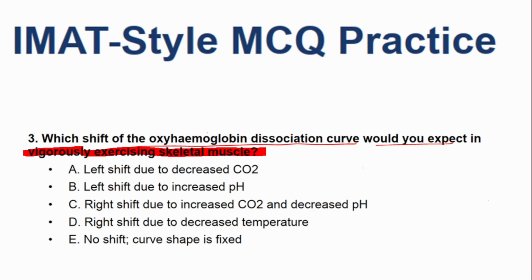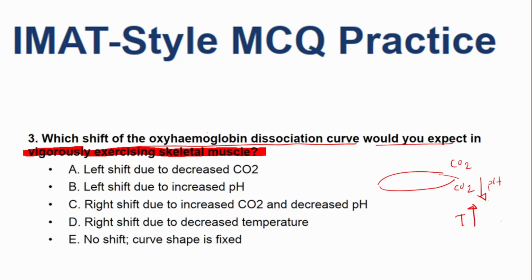To solve this, we just need to think about what is actually happening inside a muscle that is working incredibly hard. Vigorously exercising skeletal muscle has a massive demand for energy. Let's say this is the skeletal muscle. As a byproduct of this rapid metabolism, the muscle produces large amounts of carbon dioxide. It also undergoes anaerobic metabolism, generating lactic acid, which drops the local tissue pH. Additionally, all of this cellular work generates quite a bit of metabolic heat, raising the temperature.